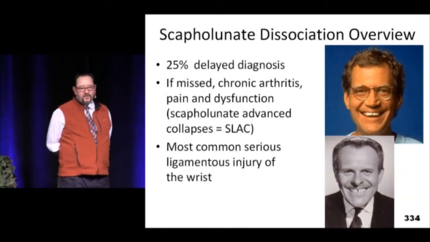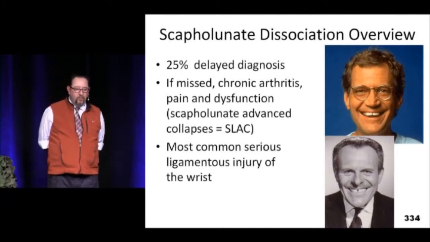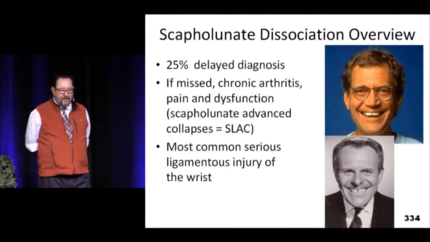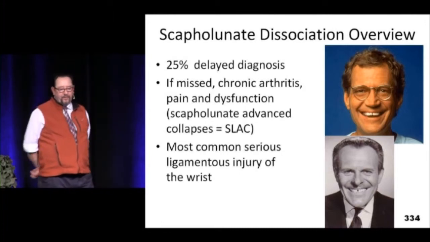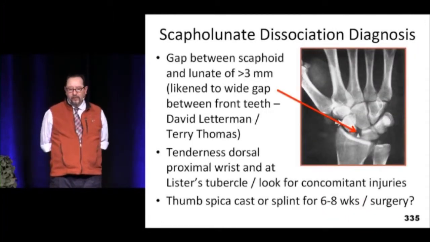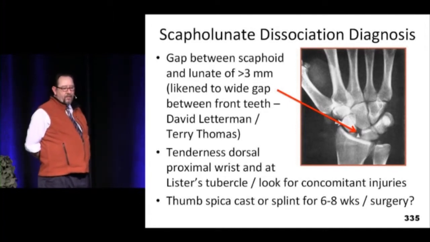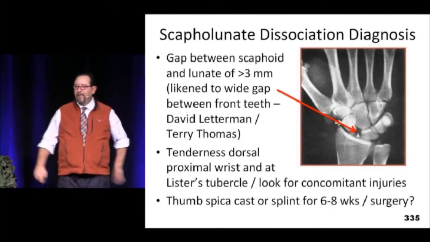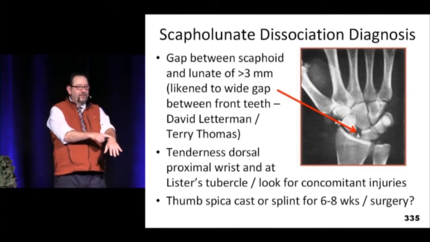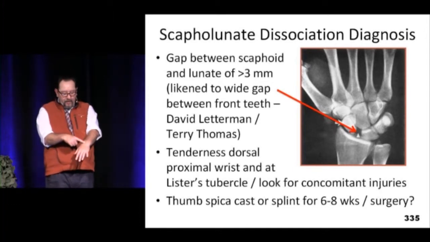All right, scapholunate dissociation, like the Terry Thomas sign, or you can get a little more modern and talk about David Letterman. What you're looking for is a gap between the scaphoid and the lunate. Here you see with the red arrow pointing to a really obvious one where it's greater than 3 millimeters. But you ought to be able to examine these as well by jumping off Lister's tubercle. If I'm on Lister's tubercle, which is the dorsum of my wrist right here, and I slop down into the wrist joint, I'm right on the scapholunate joint.